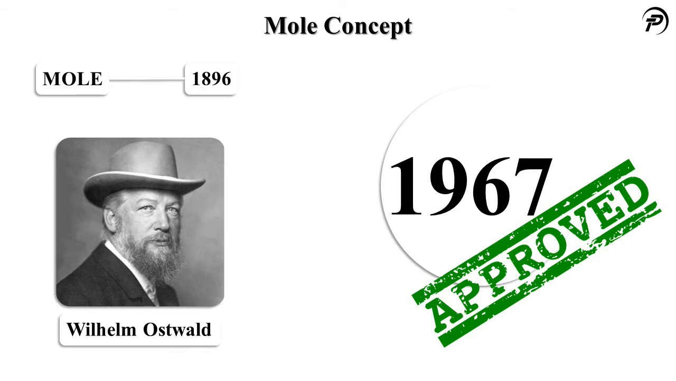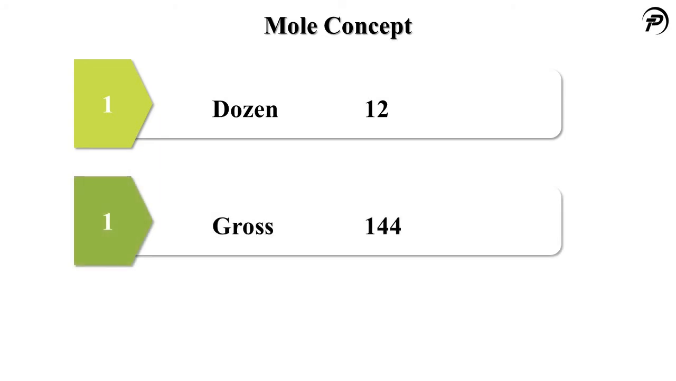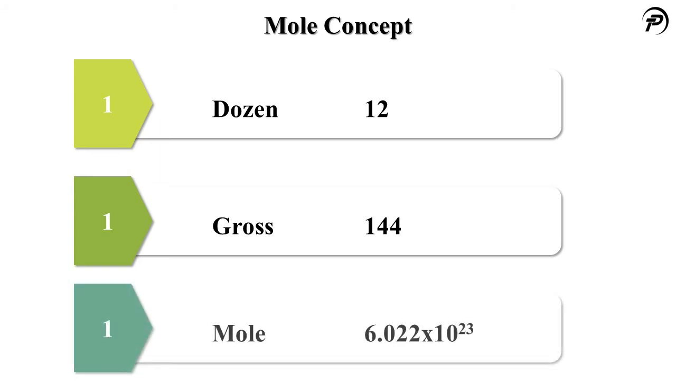Mole was conceived as a fixed amount of quantity, as 1 dozen is conceived for 12 quantities and 1 gross is conceived for 144 quantities. Similarly, 1 mole is conceived for 6.022 into 10 raised to the power 23 quantities. Besides being related to number, a mole has one advantage over dozen and gross. That is, the mass of 1 mole of a particular substance is also fixed.